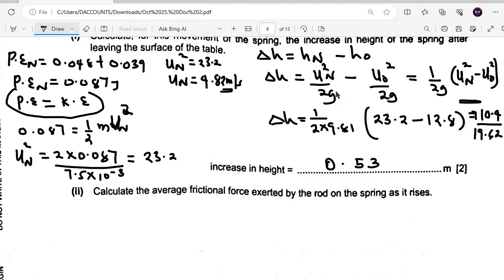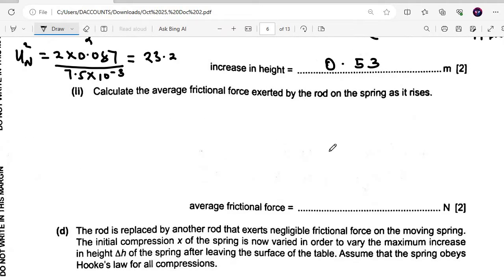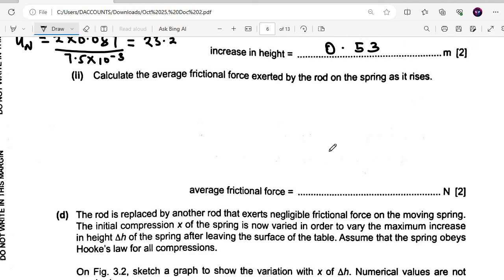The next question. Calculate the average frictional force exerted by the rod on the spring as it rises. We have to calculate the average.